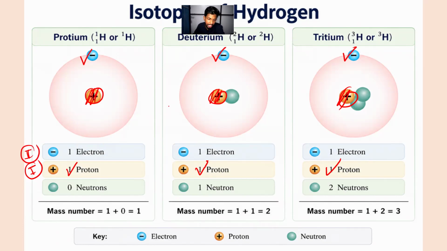The third part, look at the picture. There's a green color part, right? That is called a neutron. So here they don't have a neutron. Here we have one neutron and here we have two neutrons.